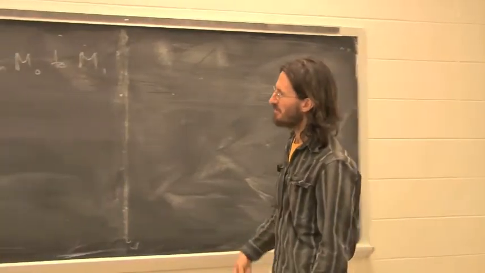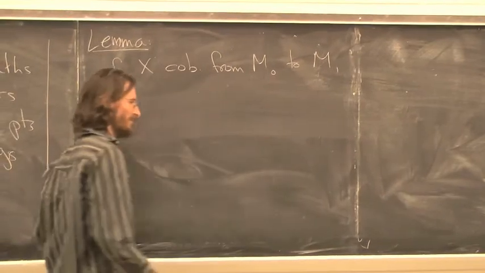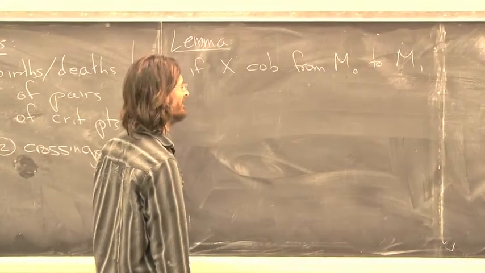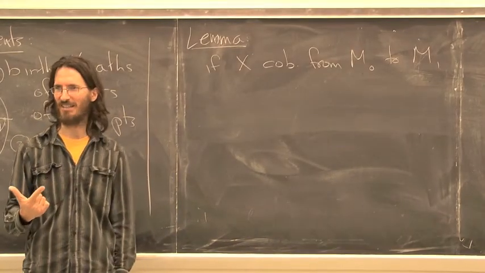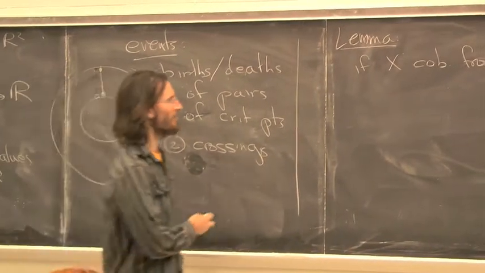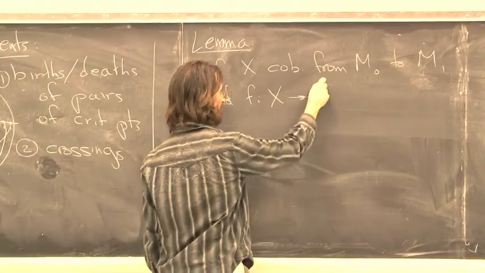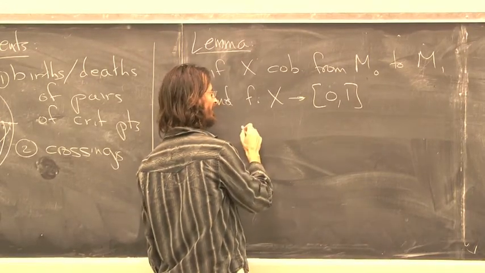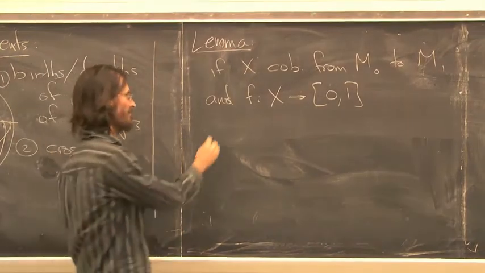Also, for me, cobordisms are always compact. We don't want anything weird happening, like some weird holes in the middle of it. I said at the beginning everything's smooth, and probably everything's compact unless stated otherwise. And so if X is a cobordism and f is a smooth function from X to [0,1] with the usual convention, so it's a Morse function on it, in other words, f inverse of 0 is M0, and f inverse of 1 is M1.